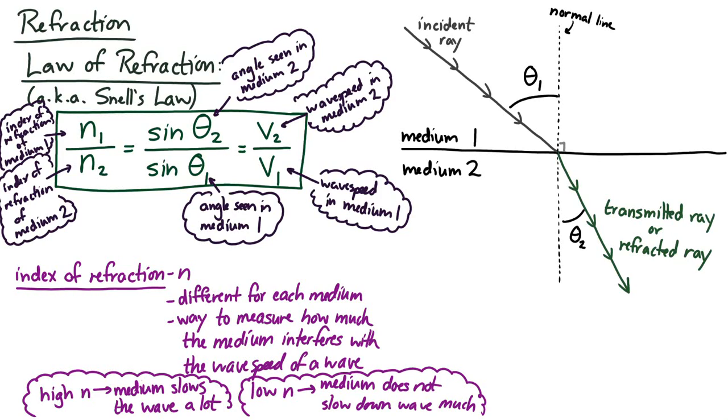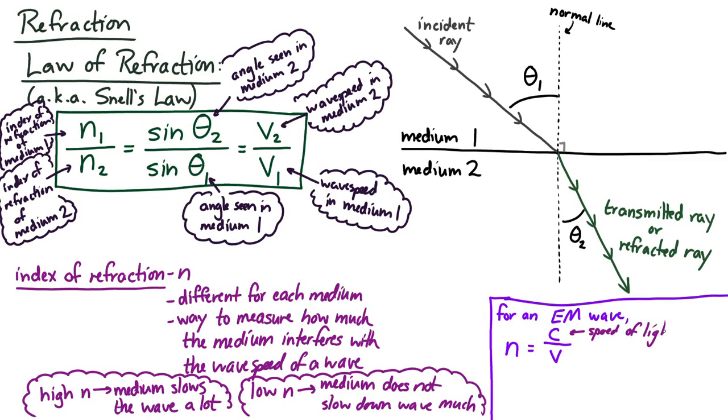Now, if we go back to this index of refraction for just a moment, we can write down an equation for the index of refraction for an electromagnetic wave. For an electromagnetic wave, the index of refraction is equal to c over v, where c is the speed of light, and v is the wave speed of the electromagnetic wave in the medium. So you can see, for vacuum, n would equal 3 times 10 to the 8 meters per second over 3 times 10 to the 8 meters per second. So for a vacuum, n equals 1.